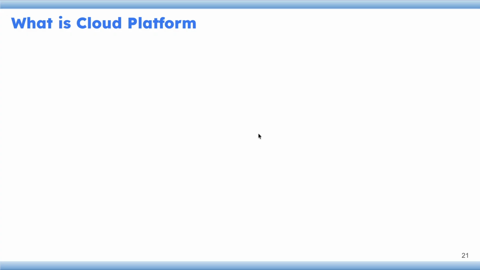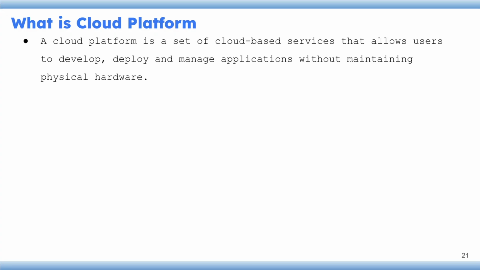So a cloud platform is a set of cloud-based services that allows you to run computing power, storage, and software over the internet instead of buying and maintaining your physical machines yourself.